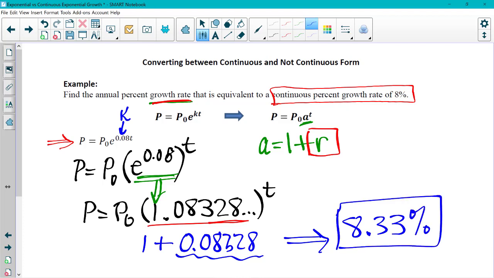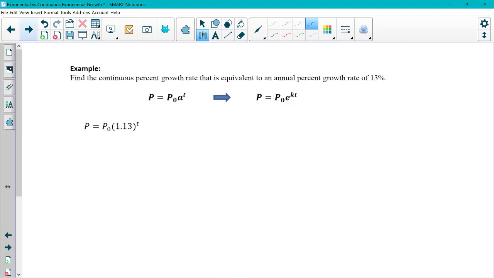So if we have a continuous growth rate of 8%, then we have to have an annual growth rate of 8.33%. It has to be bigger at the annual rate to get the same amount of money it would get at a continuous rate of 8%. Okay, so let's go the other direction.